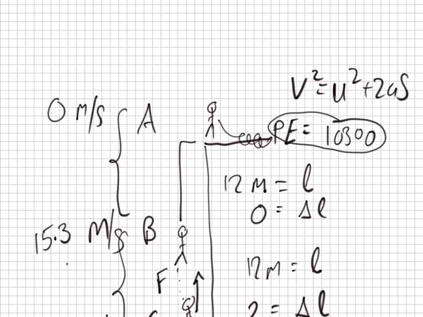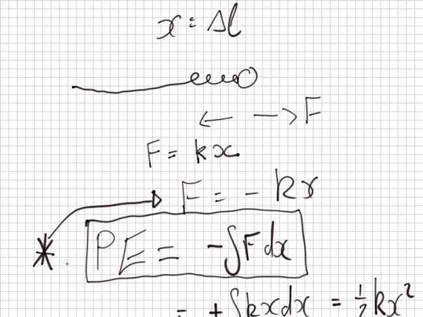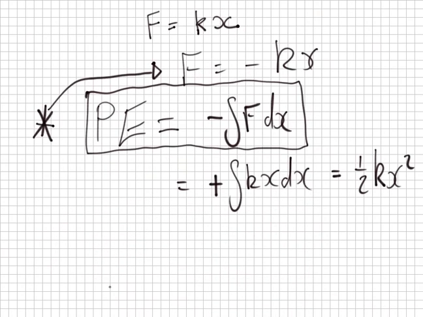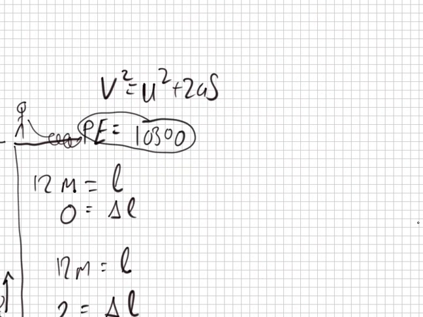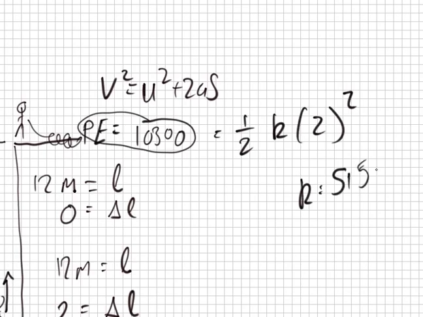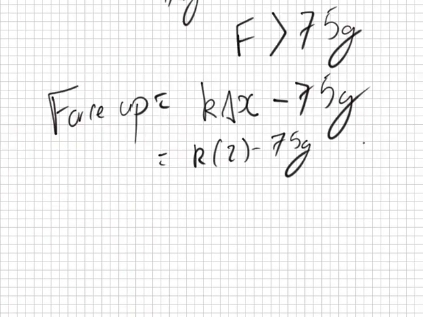And that's exactly what they asked you to do in the last question. The formula is there. A half K delta X squared. So we can say that's equal to a half K 2 squared, and therefore we have the K. So 10300 times 2 divided by 4. So I get K is 5150. So now I can go here and get the answer.